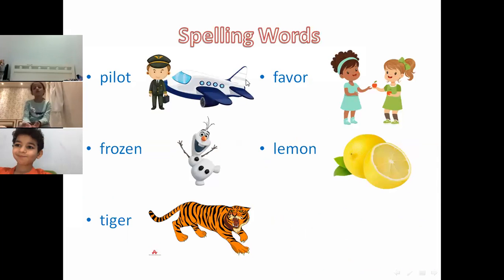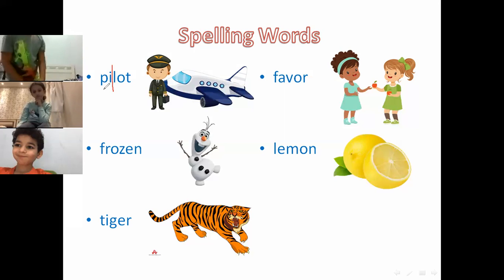Okay. Now let's take the spelling words, our spelling words. The first word is, let's see, Dana, read the first word. Pilot. Pilot, amazing. If we want to divide this word, how can we divide it into syllables? After which letter, or between which letters? Between the I and L. Pilot. The first syllable, pi. The second, lot. Pilot. Okay.